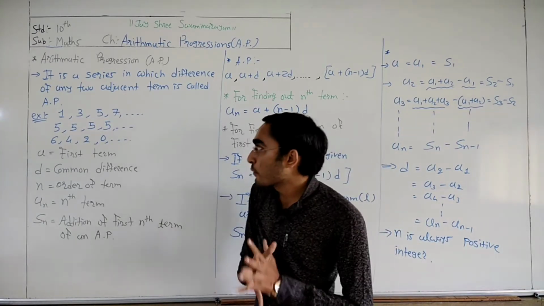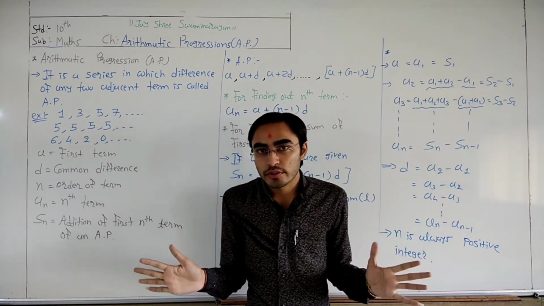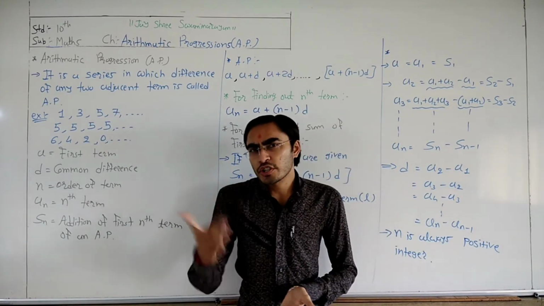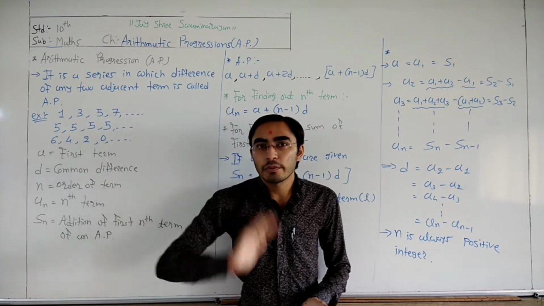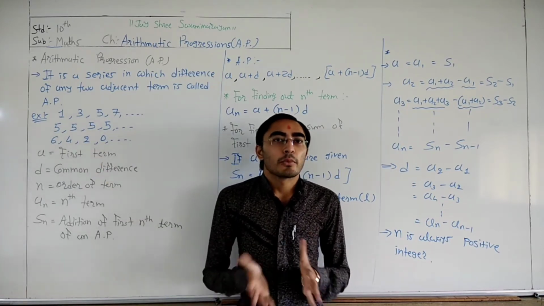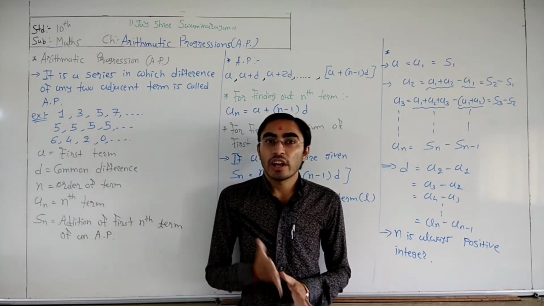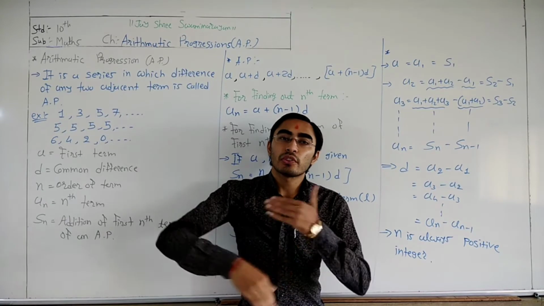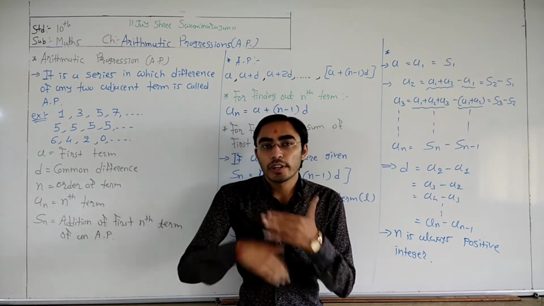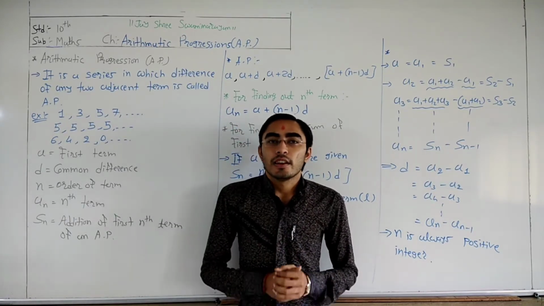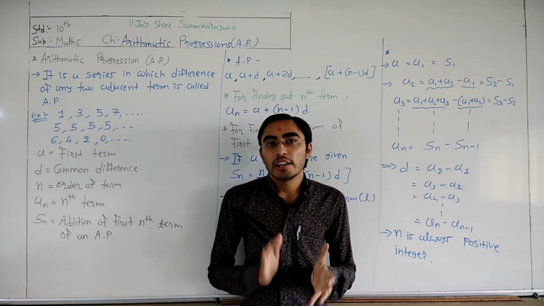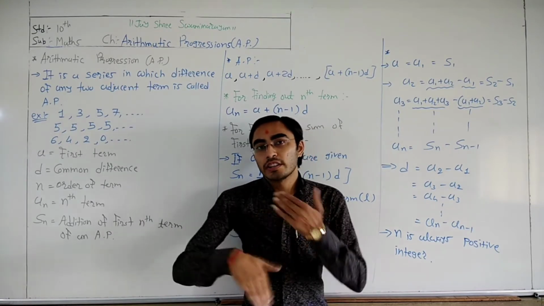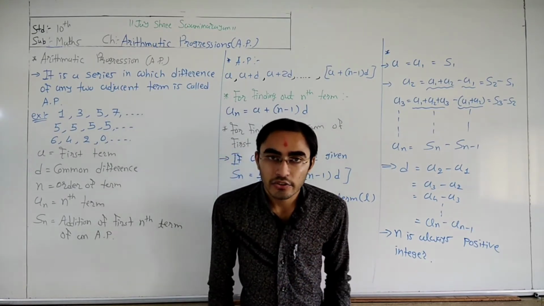First of all, what is an arithmetic progression? Progression means either increasing or decreasing. Progression means progress. It is either in plus or in negative. That means continuously increasing or continuously decreasing. And arithmetic is basically related to addition and subtraction, right? So either increasing or decreasing.